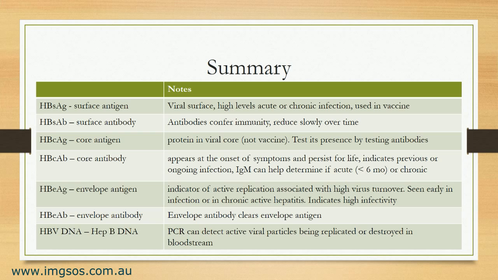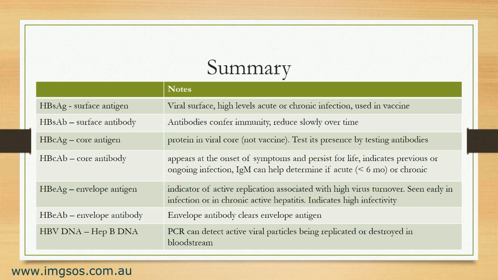Now the core antigen, as you remember, is a protein in the viral core, but not in the vaccine. We can't test for the core antigen, but we test its presence by testing for the core antibodies. So if someone has core antibodies, that means they've seen the virus, not just the vaccine. The core antibodies appear at the onset of symptoms and persist for life, and they indicate previous or ongoing infection. You can't actually tell whether the infection's new or old just from the presence of core antibody, but you can measure IgM to get a better idea if it's a new infection.